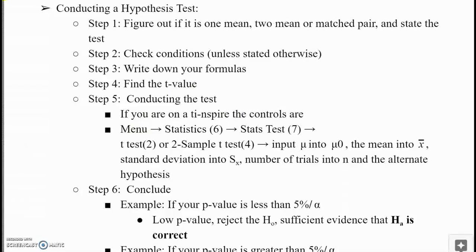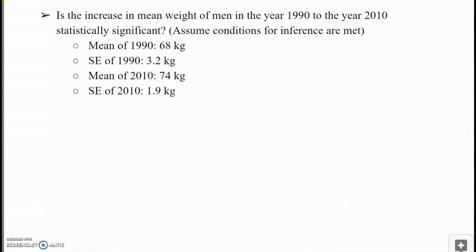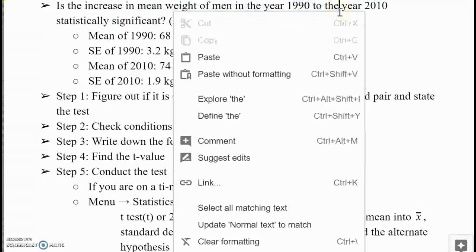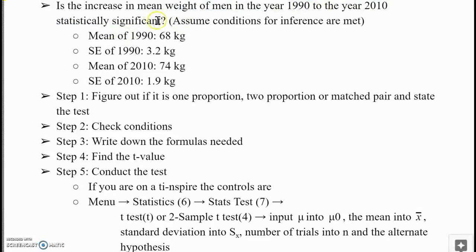Now that you know how to create a hypothesis test and a confidence interval, let's see if you can figure out how to do it. You could pause and try this yourself, or you could just go along with me, because I'm going to copy the steps down and use them as a blank template. The question: is the increase in mean weight of men from the year 1990 to the year 2010 statistically significant? Assume conditions for inference are met.